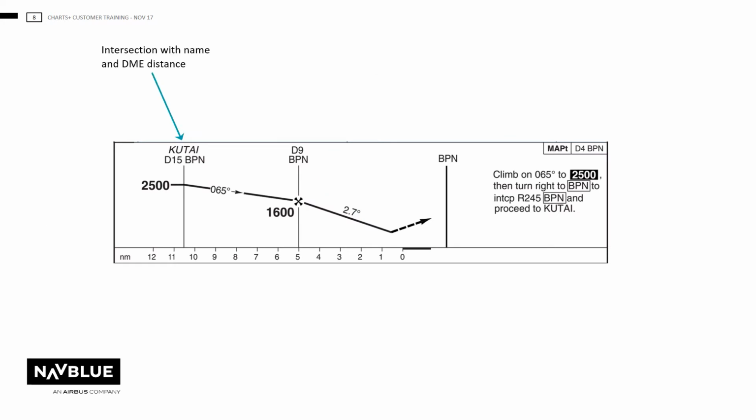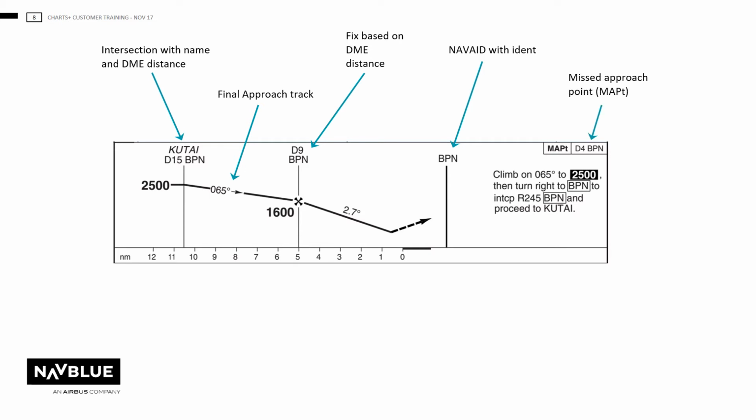Here is an example of the intersection with a name and a DME distance. The intersection name will be written in italic font. The final approach track, which will match what is on the plan view. Fixes based on a DME distance. The missed approach point will be on the same side as the missed approach text.